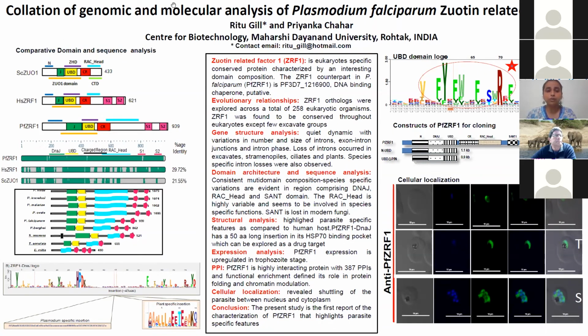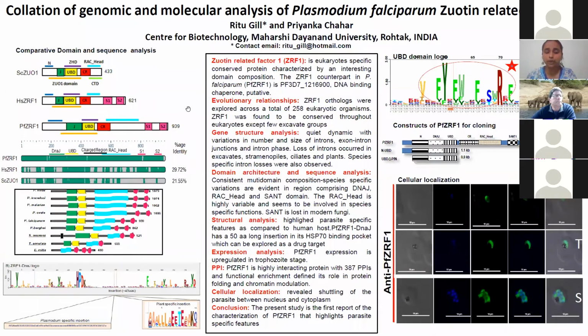ZRF1 is a eukaryote-specific, multi-domain, functionally versatile protein. It is characterized by an interesting domain composition, that is DnaJ, ubiquitin-binding domain UBD, charged region, followed by ribosome-associated domain, RAC head, and at C-terminus, two SANT domains. Its Plasmodium counterpart is a 939 amino acid long protein that is annotated as DNA binding chaperone. ZRF1 is conserved and syntenic throughout all the Plasmodium species.